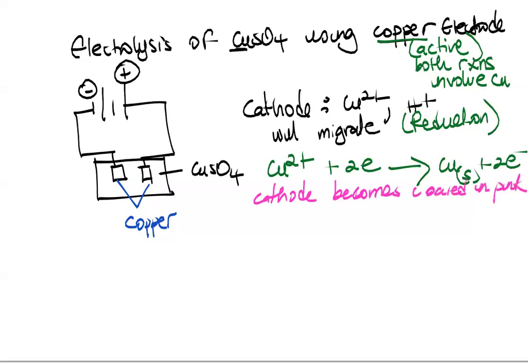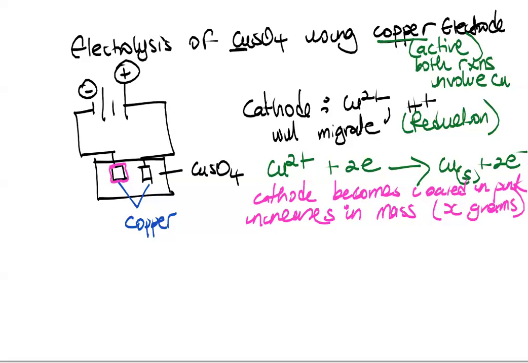You'll see a pink layer. Right, there we go, if we were to draw it. Nice. Or I can say the cathode increases in mass because it gained more copper in mass by, say, X grams. It becomes X grams heavier.